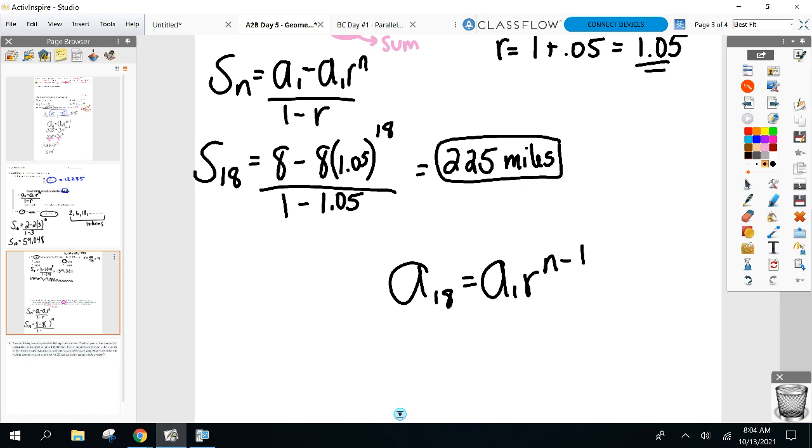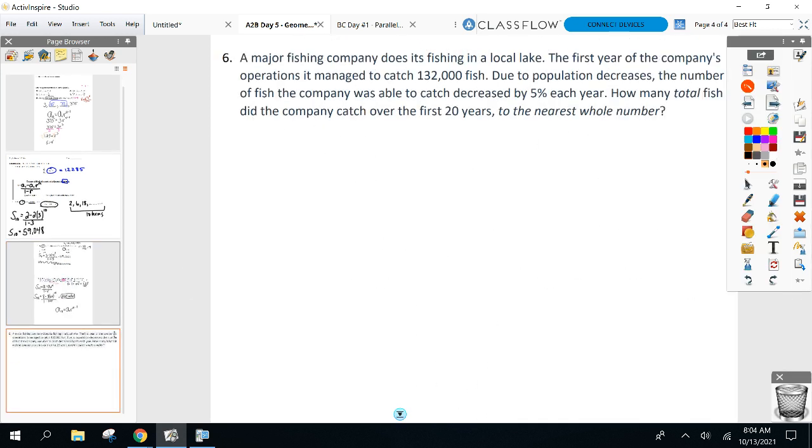Okay. Everybody all right? We all good? Here, go ahead. You can find this formula, but this is just going to give you how many miles he or she ran on the 18th week. It won't give you the total amount. All right. That's what I worry about, going back and forth between the two.